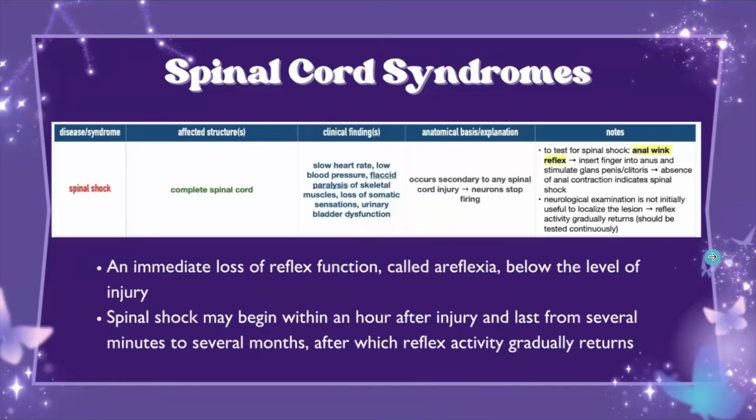Next, we are going to be talking about spinal shock. So spinal shock is what happens when someone gets injured. There's complete shock to the spinal cord. So it's an immediate loss of the reflex function. It's called areflexia below the level of the injury. This can happen a little bit after an injury, and it will last from a few minutes to several months, after which the reflex activity would start to return.